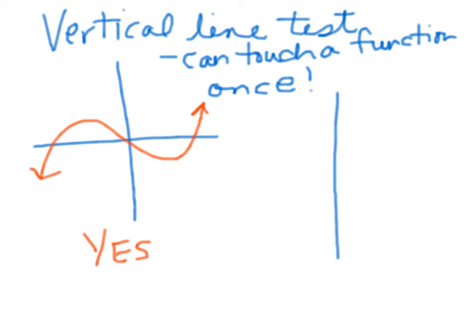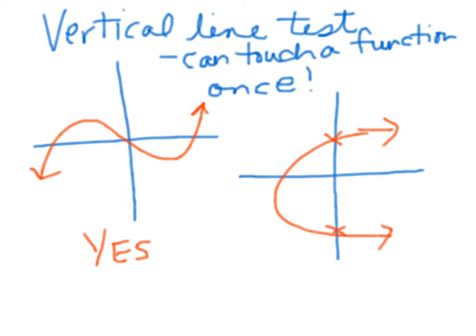Now about this one right here, this graph is touched twice by a vertical line. That y-axis is a vertical line. Touches twice there, so this is not a function.